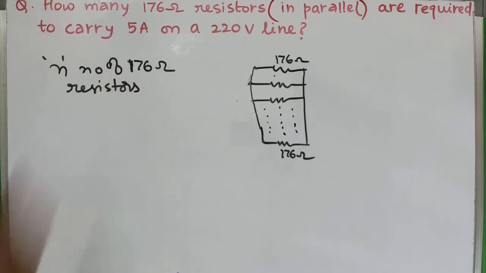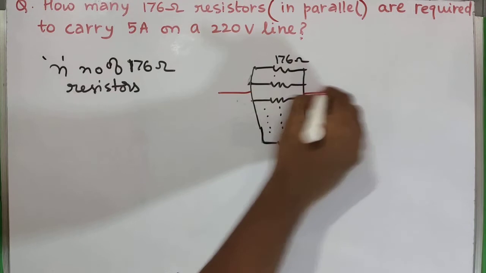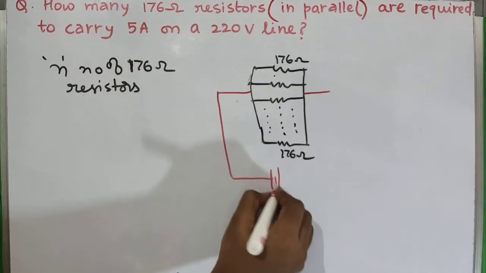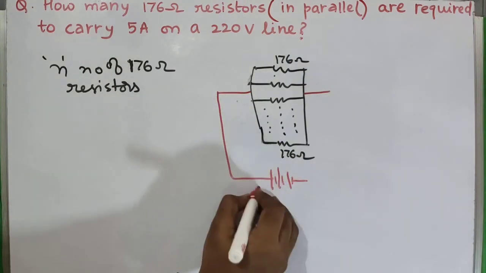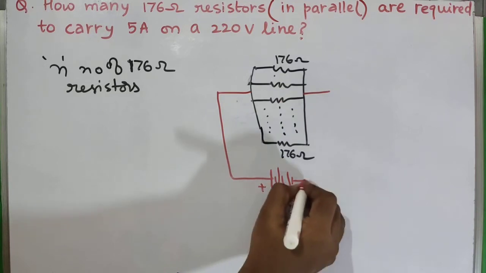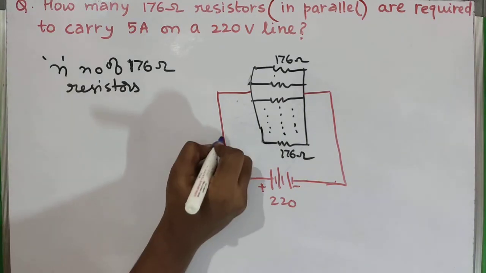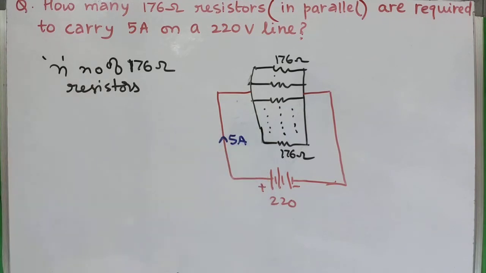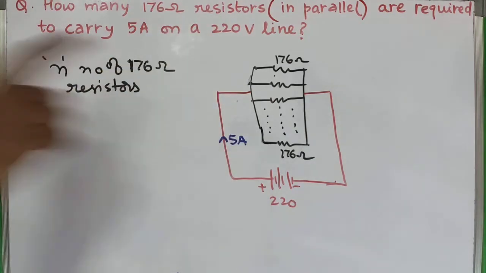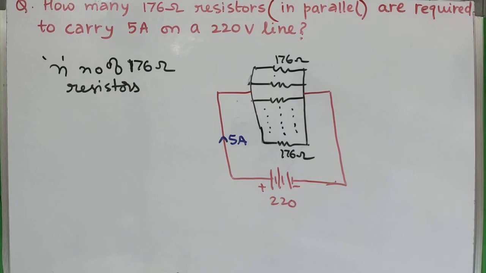If I combine them in parallel and connect them across a 220 volt line, so this voltage is 220 volt, then how much current is going to come out of the source? The current is going to be 5 ampere. So this is the situation given here. We have to find out how many there are. We are saying there are n resistors, so we have to find the value of n.